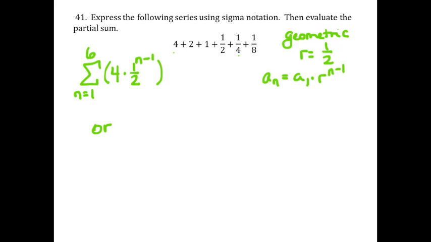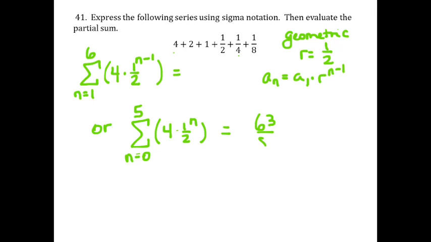Another acceptable summation notation for this problem would be you could start at 0 and go to 5 instead of doing 1 to 6. And then in that case, our expression here would be 4 times 1/2 to the n. Either one of those would be acceptable, and they are both equal to 63/8, which is approximately equal to 7.875.